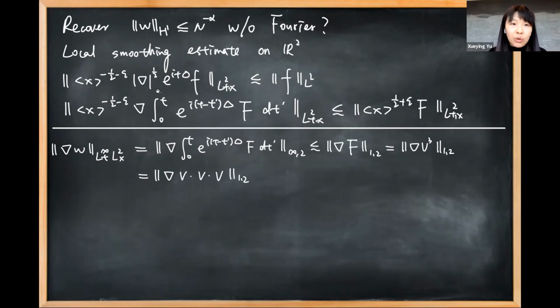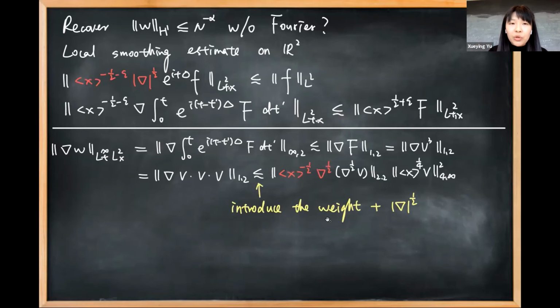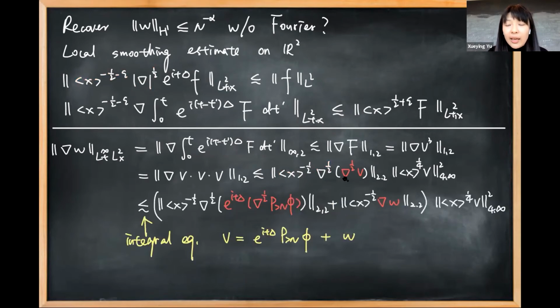We want to somehow use the local smoothing estimate, right? But you don't see the weight for now, and you see the derivative is here. So to be able to use the local smoothing estimate, let me just introduce the weight and split half a gradient there. Since you introduce the weight, you need to ask the other two V functions to share the positive weight. So that's it. That's the Holder inequality.